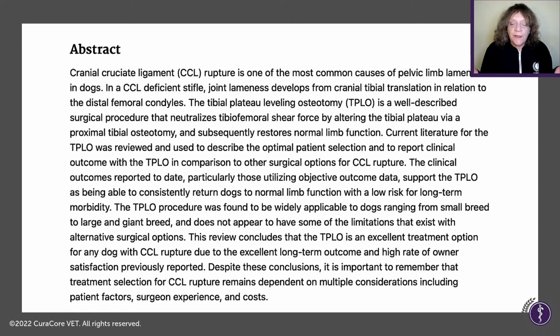No wonder so many people just refer for it automatically. Pelvic limb lameness, send them to ortho. Okay, widely applicable to dogs ranging from small breed to giant breed. Yeah, well, really, even a small breed dog, why are you doing this to the smallest breed dogs? Never mind the bigger ones, which I would have a problem with, but the smallest ones, or cats, why are they getting TPLOs? Does not appear to have some of the limitations that exist with alternative surgical options. Well, none of them have been shown to be superior, clearly.